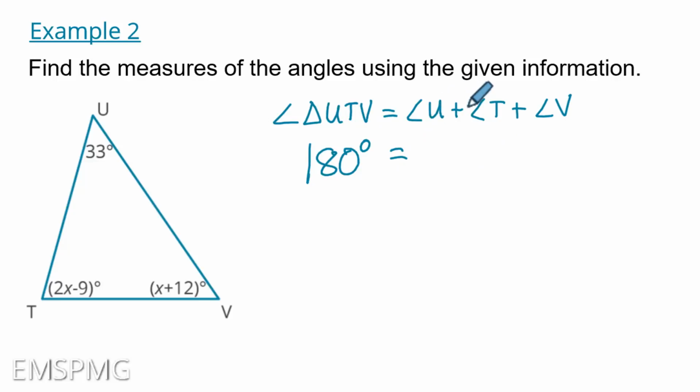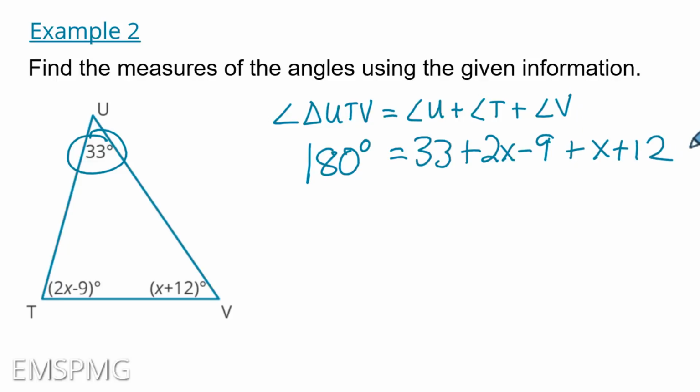And then we're just going to substitute all the values in for the angles. So angle U is 33 degrees, and then T is 2x minus 9. And then the last one here, angle V is x plus 12. Then we just need to simplify this and we'd be good to go here.